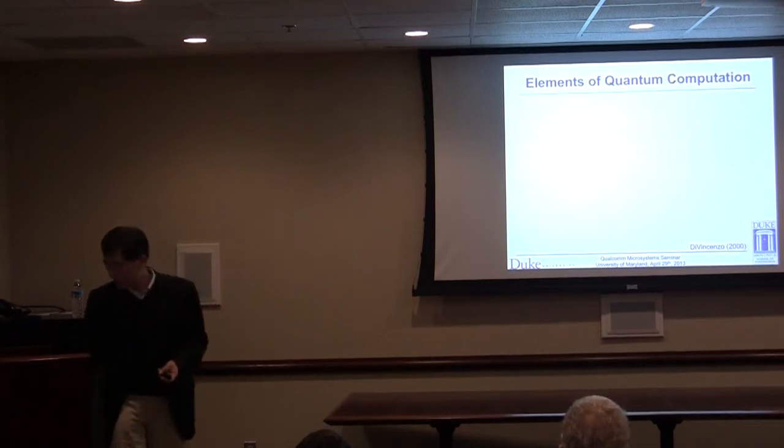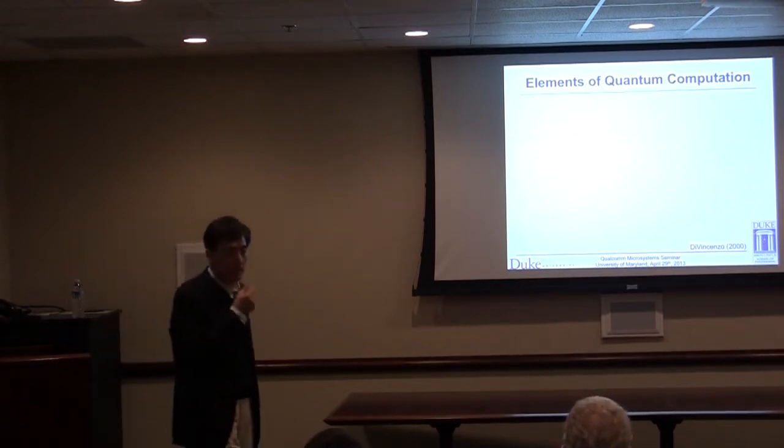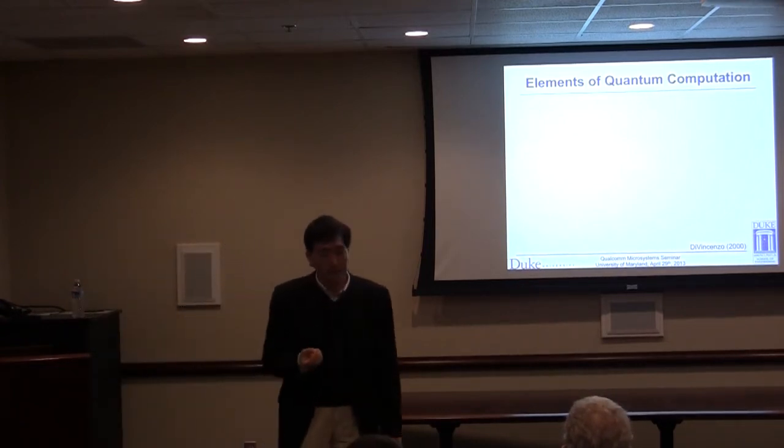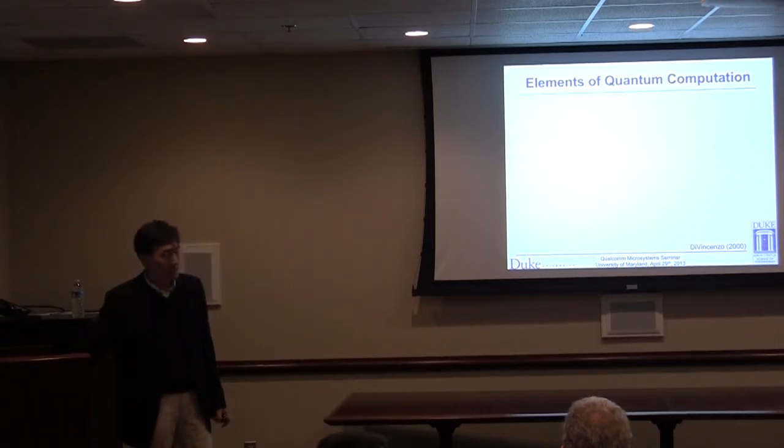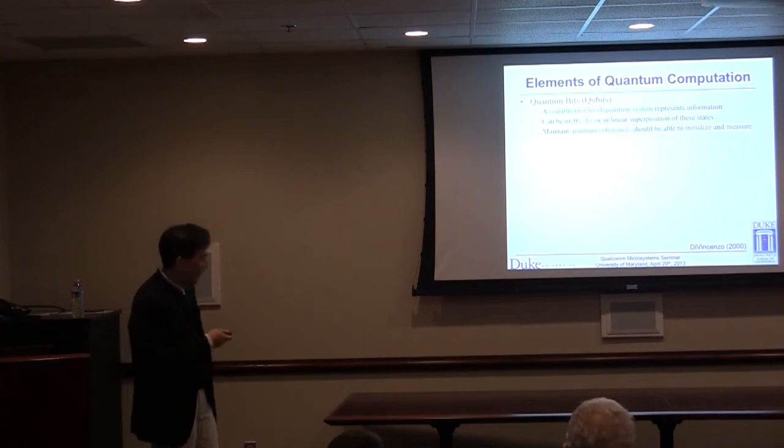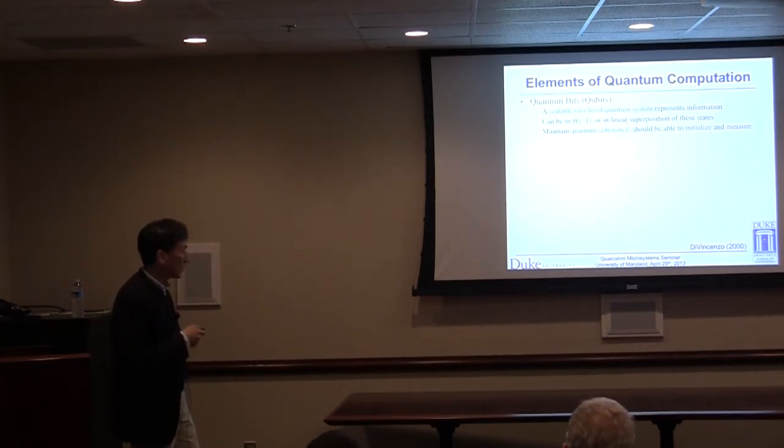Just like in classical computers, where you need physical systems that represent bits and processes that allow you to do logic operations between the bits, similarly in quantum computation you need qubits, quantum bits, which are a scalable set of two-level quantum systems that represent the quantum information. A qubit can be both 0 and 1. These are two quantum states, but quantum mechanical laws allow you to create linear superpositions of these states.